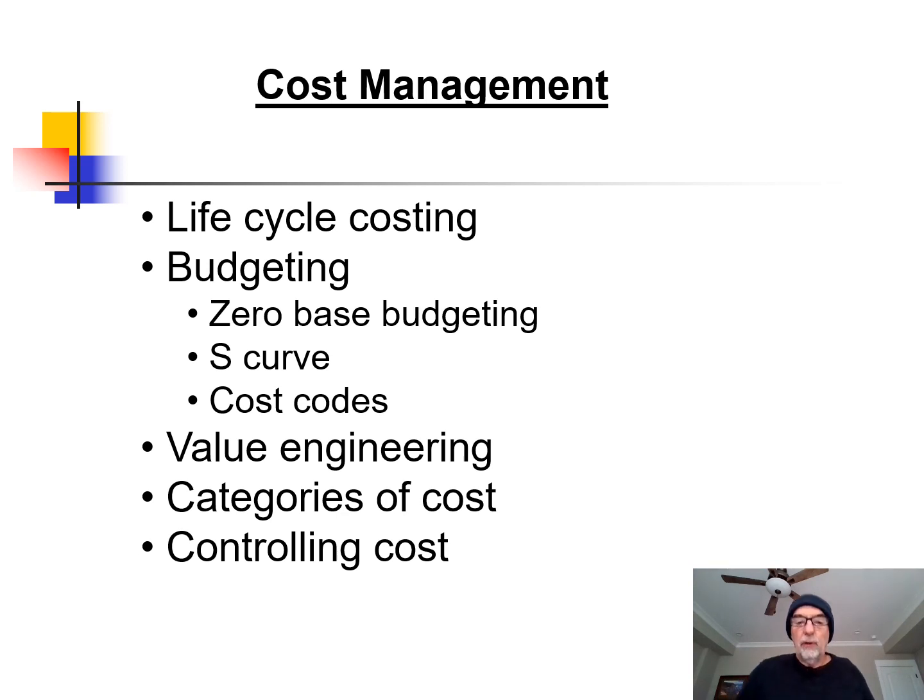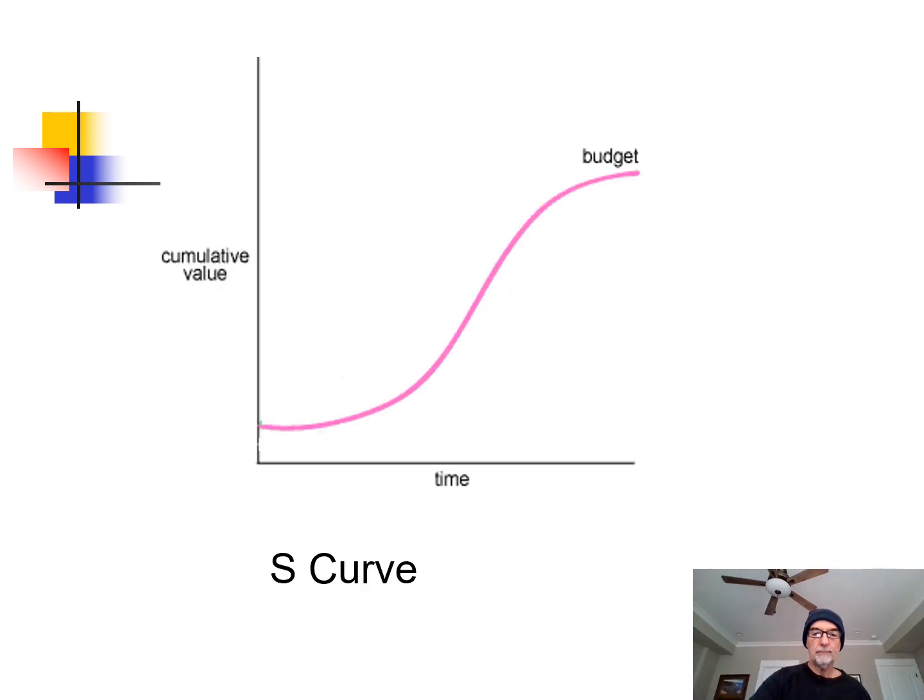Another thing that you want to do is use value engineering, where you're going to go in and try to improve the cost of your project so that you can reduce the cost if possible. You're going to have various categories, and you probably have studied those in another class, such as fixed cost, variable cost, and so on, overhead. And then you need to control your costs, and this is where you use your budget.